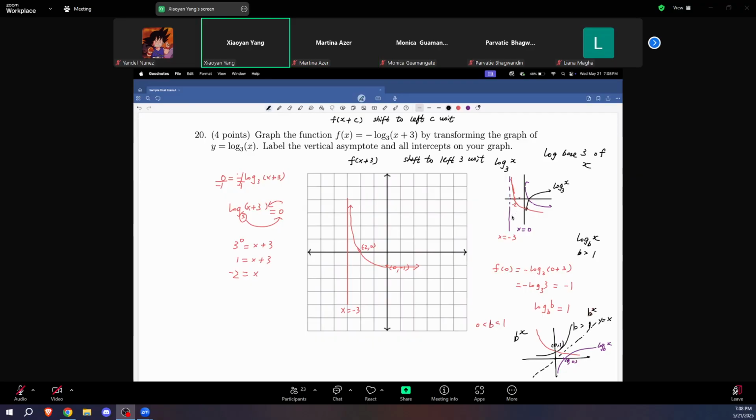So right now, my graph will be like this. All the points shift to left 1, 2, 3. So this point here, 1, 2, 3, just roughly here. This represents log base 3 of x plus 3. Okay? So right now, add a negative sign before that.